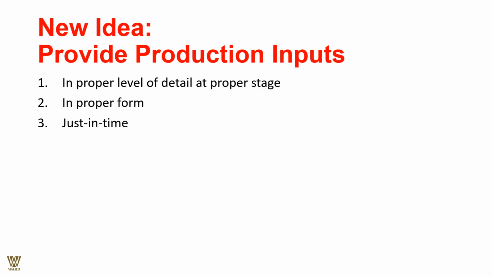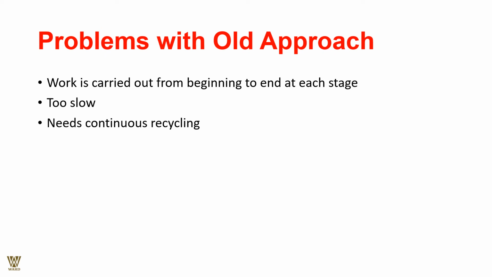Now we'll talk about a new product or new idea as far as providing production inputs. What are the new ideas that can be incorporated to the proper level right at the initial stage, at every stage, in a proper form and with just-in-time methodology? The problems with the old approach, what were they? They were basically too time consuming. There was a need for continuous recycling or reusage altogether. Work was carried from beginning to end at each stage. We cannot simultaneously work on different parts, as I said about A, B, C, and D. So you have to do part A, then followed by part B, then part C, and so on and so forth.